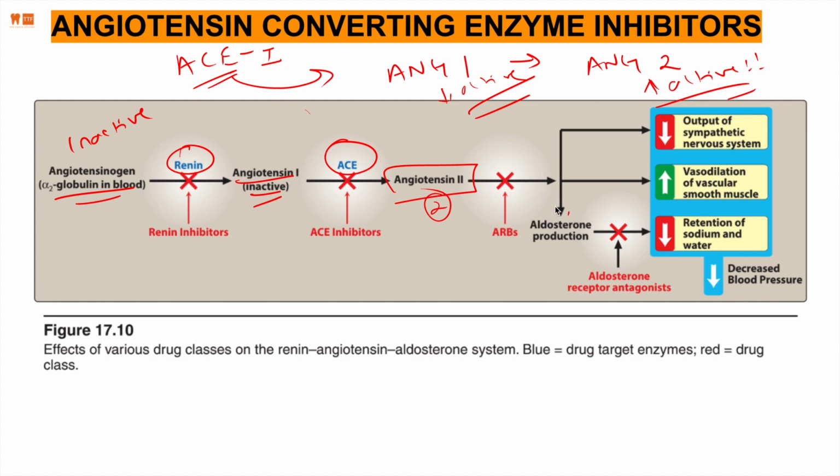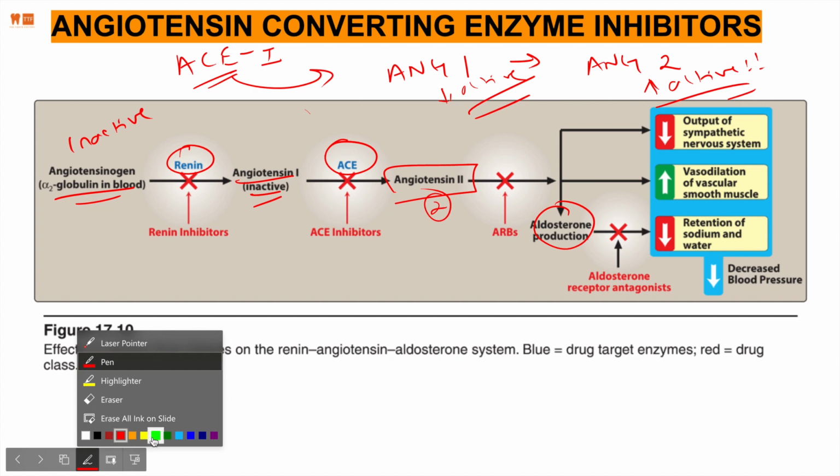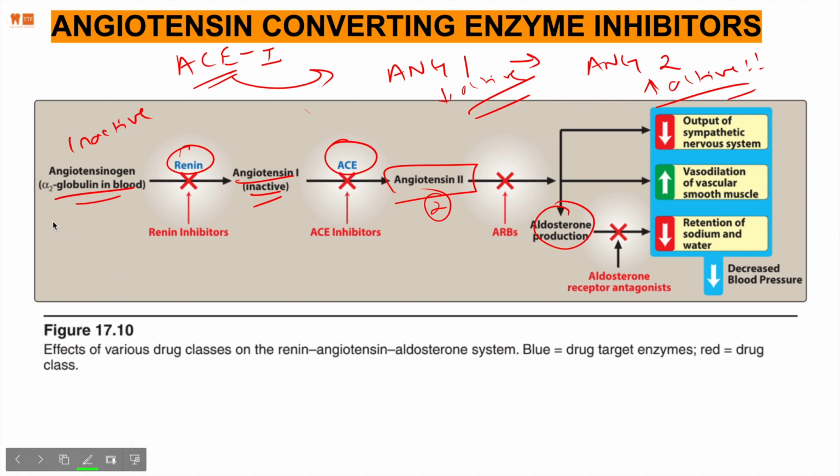Which then causes aldosterone production, which would then increase blood pressure. However, if you think about it from the perspective of this chart, angiotensinogen is formed. Renin leads to angiotensin 1 production, and ACE is blocked by ACE inhibitors. Remember the ACE inhibitors? The prils: enalapril, captopril, and so on. They block this step. Therefore, angiotensin 2 is not formed.